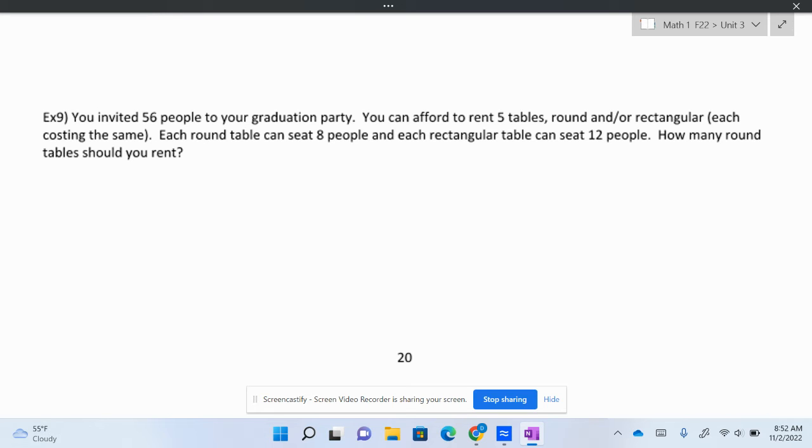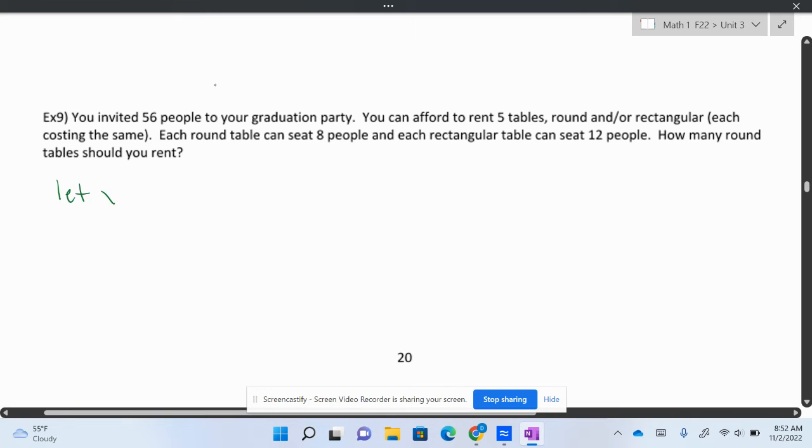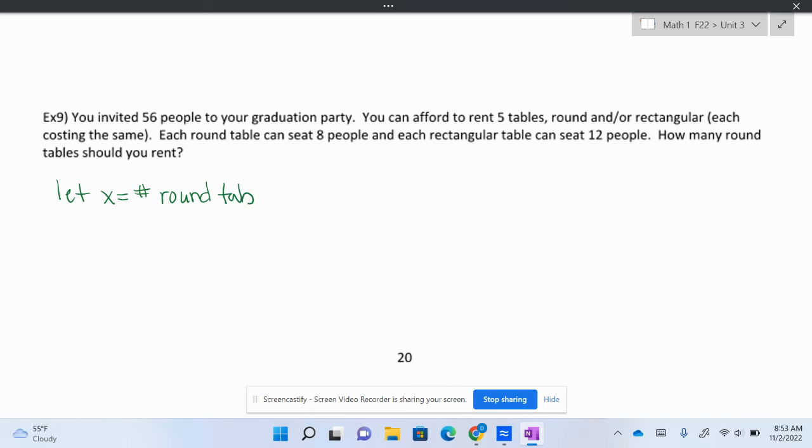So you've invited 56 people to your graduation party. You can afford to rent 5 tables, round or rectangular, each costing the same. Each round table can seat 8 people, and each rectangular table can seat 12. How many round tables should you rent? So let's let X equal the number of round tables. And I'm going to let Y equal the number of rectangular tables.